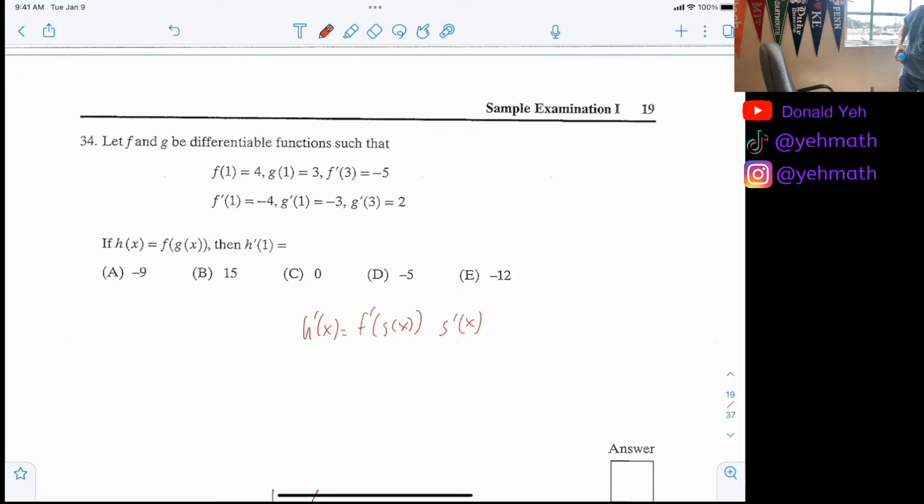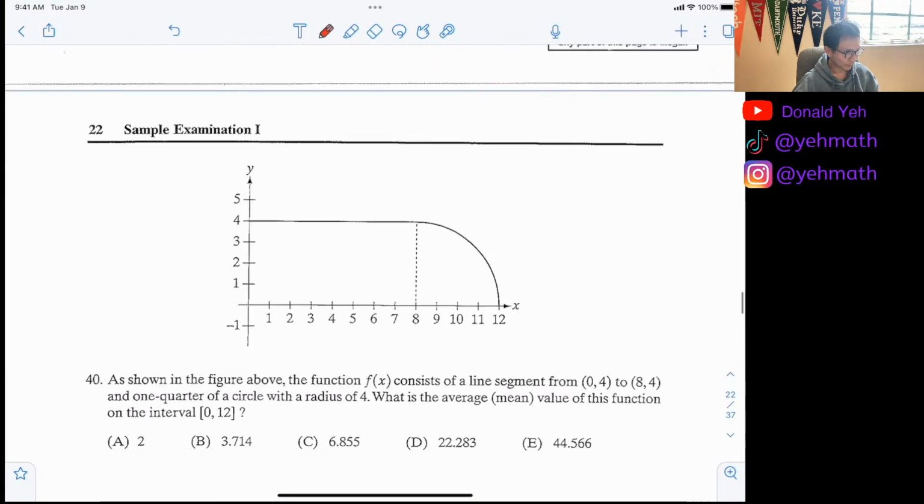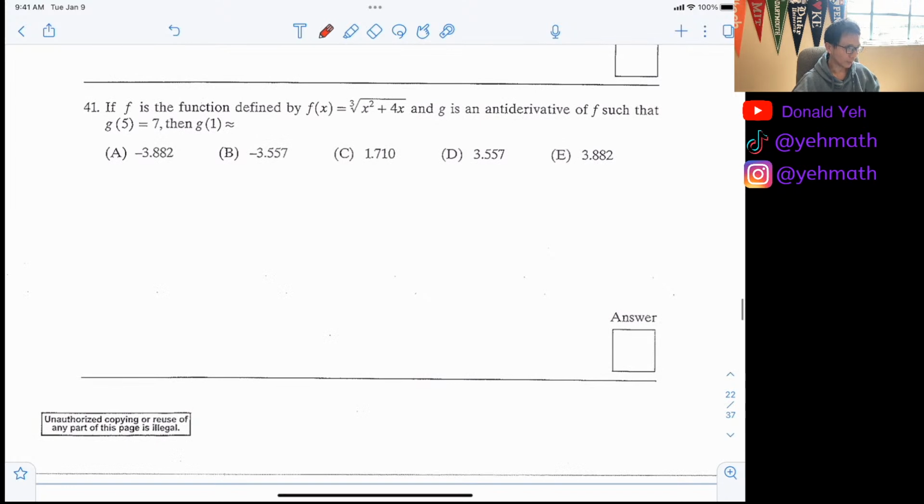So at the top, they give you the value. But since you're finding h prime, you need to know all of the values locally. So. Next question. Oh, it's 15? Yeah, 41. So you plug in 15, like f prime at what? So then you just plug that in, and then g of 1. Ooh, 41. Very good question.